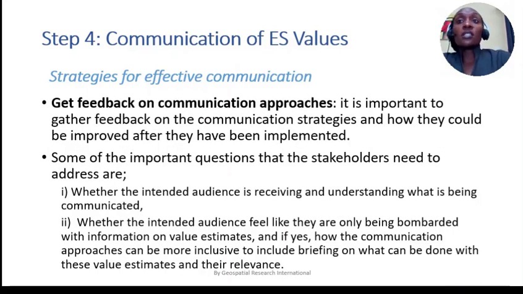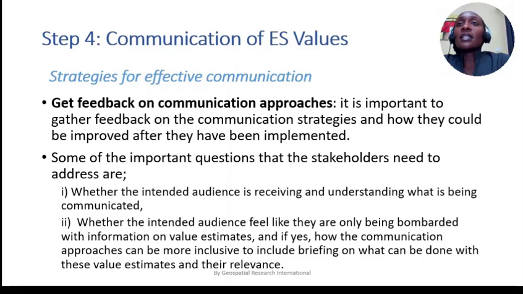So the other important strategy is to get feedback on communication approaches that are already being laid out, such that after the communication strategies are implemented, one needs to gather feedback on them and how they could be improved. Some of the important questions that the stakeholders need to address are whether the intended audience is receiving and understanding what is being communicated. It's important also to understand whether the intended audience feels like they are being bombarded with information on value estimates, and if yes, how the communication approaches can be more inclusive to include briefing on what can be done with these value estimates and their relevance.